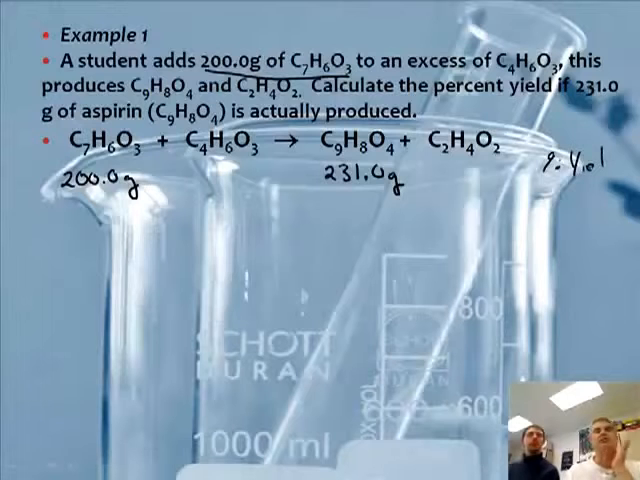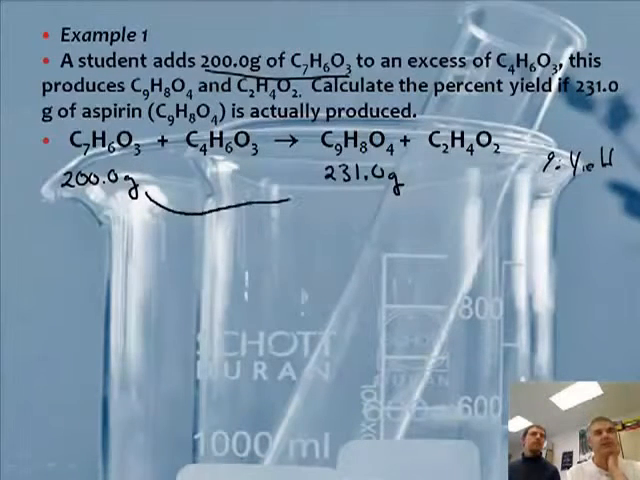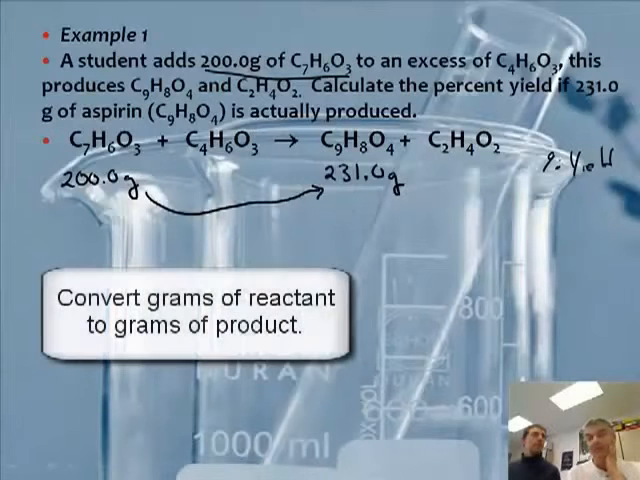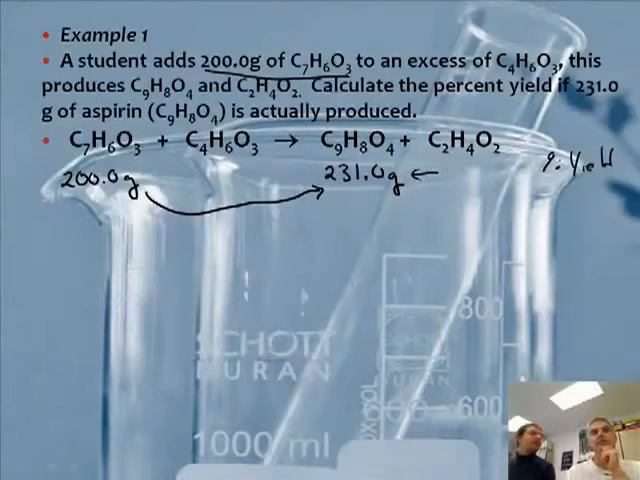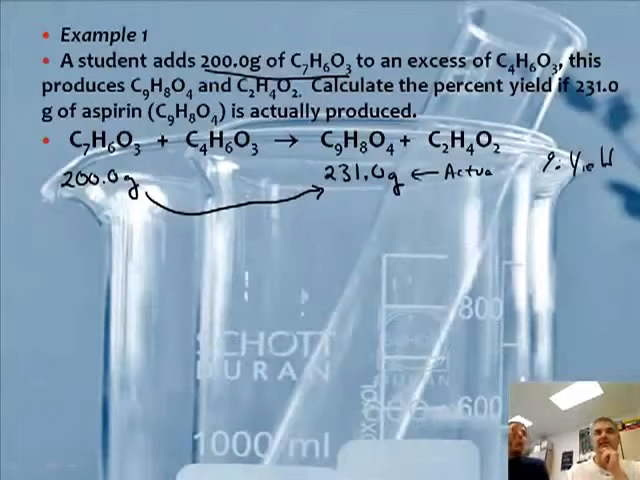This is what you're going to do. This is kind of weird. You convert grams of the reactant to grams of the product. But we already have grams of the product. Not really. What you've got is how many grams you actually made. If I really did this in a lab, that's how much I actually produced. So we need to calculate how much we could possibly make, or theoretically make.